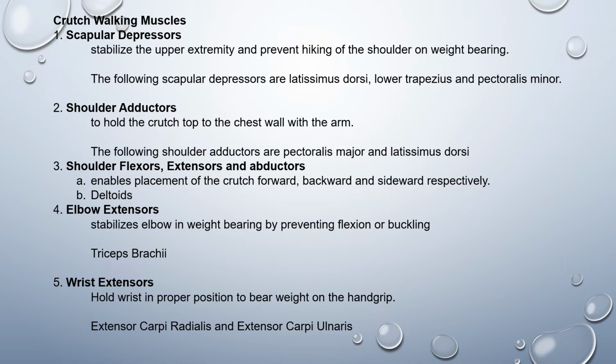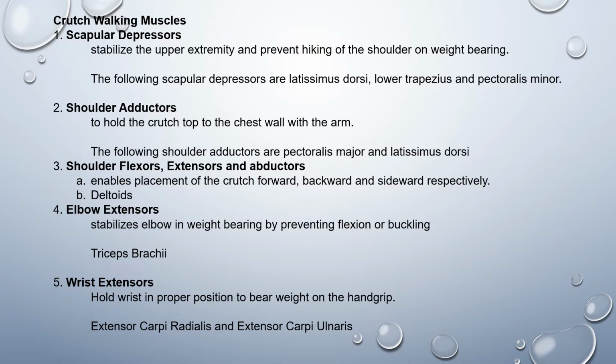So shoulder flexors, extensors, and abductors enable placement of the crutch forward, backward, and sideward respectively. So then it also includes the deltoid muscles. So elbow extensors stabilize the elbow in weight bearing by preventing flexion or buckling. This includes your triceps brachii. While your wrist extensors hold the wrist in proper position to bear weight on the hand grip, and this includes your extensor carpi radialis and extensor carpi ulnaris.